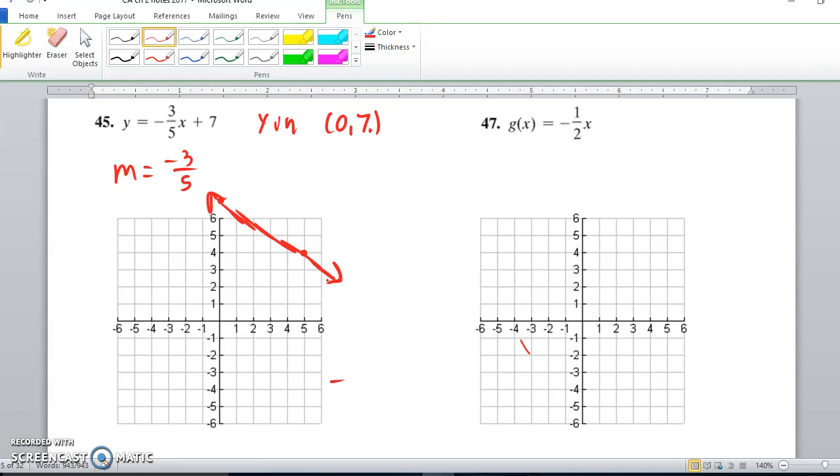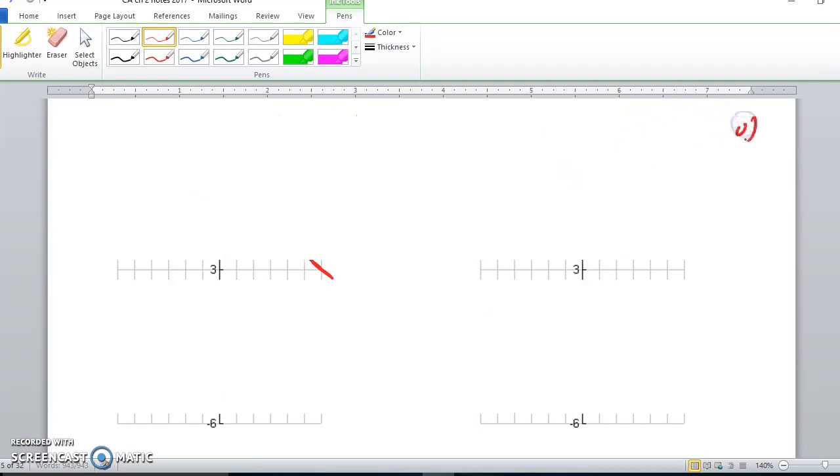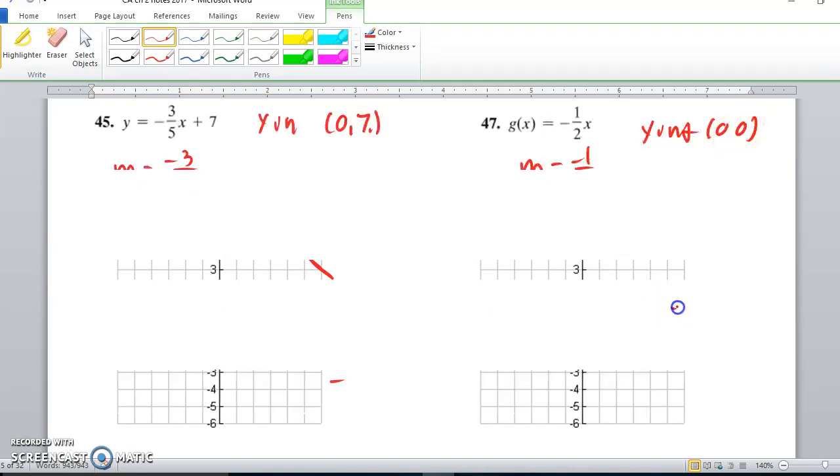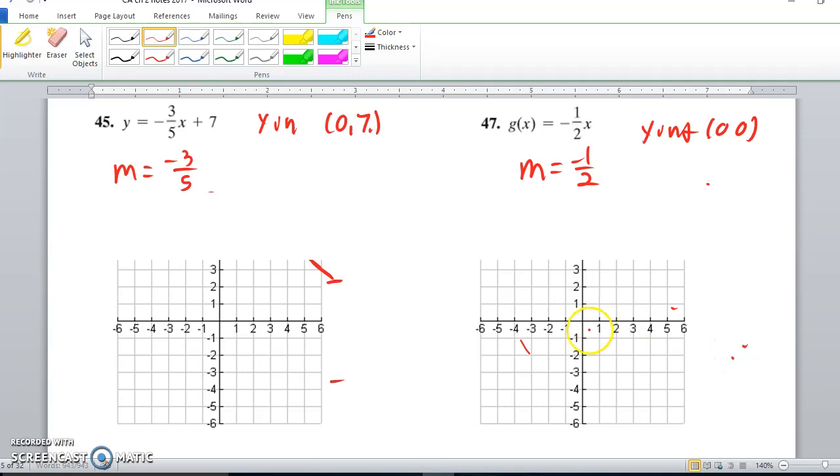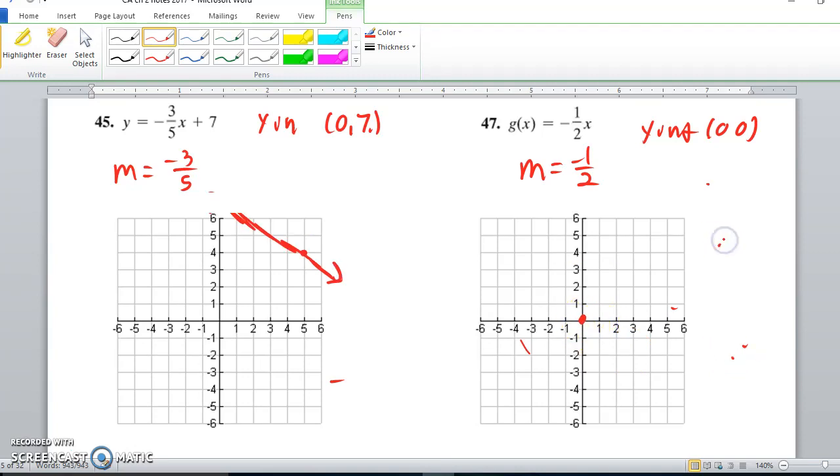So there we go. Okay, the next one, our slope is going to be -1/2, and our y-intercept here is actually going to be at 0. Because if you think about it, if you let x equal 0, y is going to equal 0. So we're going to start this graph at 0, 0. And then our slope is down 1 over 2. Down 1 over 2, or you could go up 1 and back 2. However you want to do it, but that's probably good enough to graph this line.